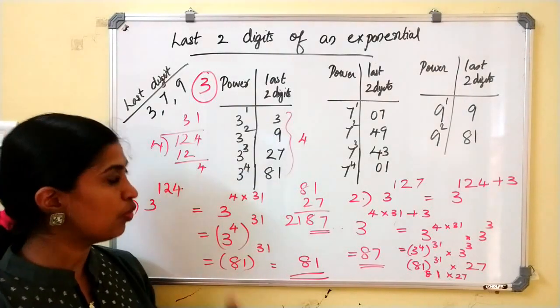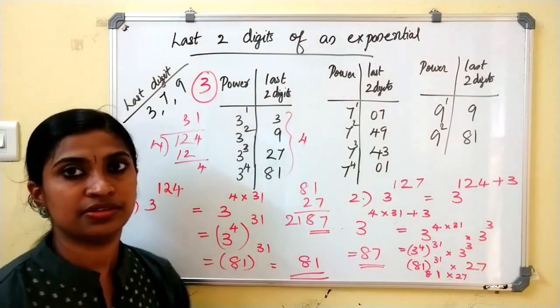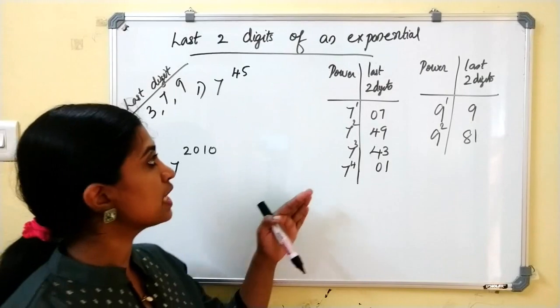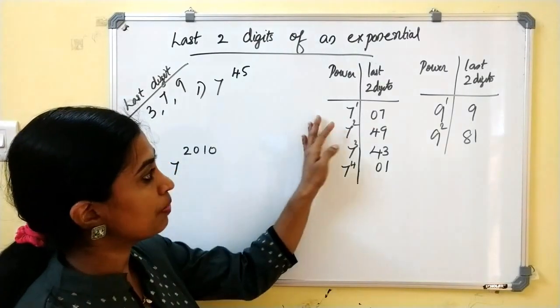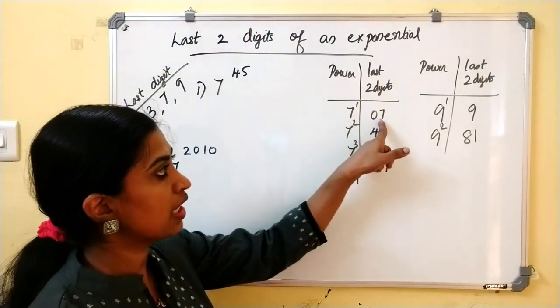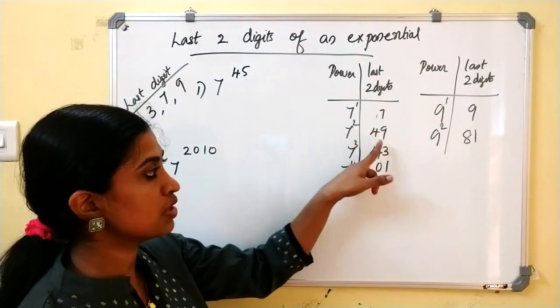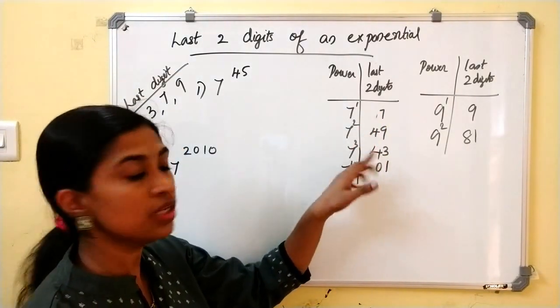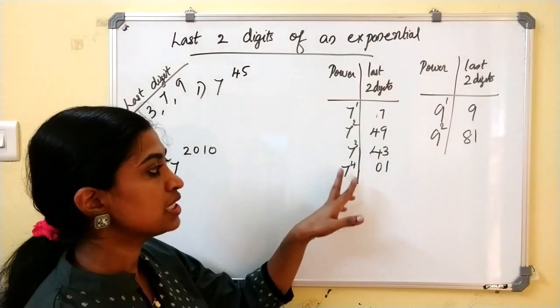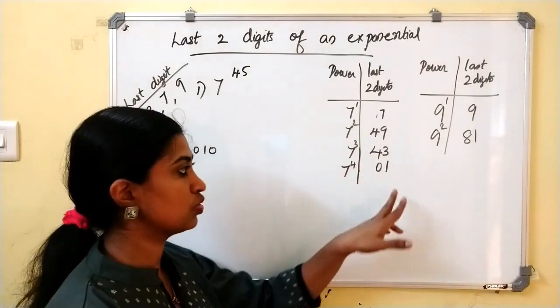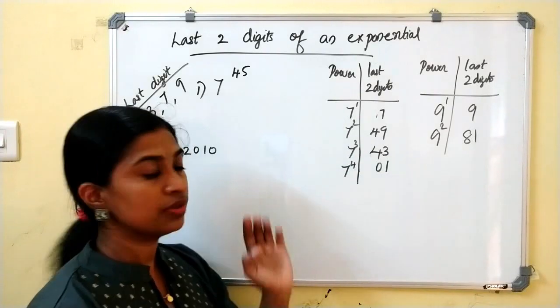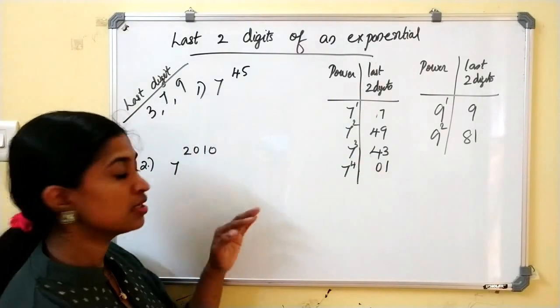Okay. Now let us see the case of 7. 7 also follows a table. If the power of 7 is 1, then the last two digits are 07. The power is 2: 7 square is 49. 7 cube is 343, so 43 is the last two digits. 7 raised to 4 is 2401, so the last two digits are 01. Now let us do some examples.